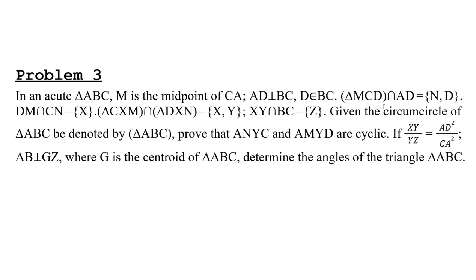And now, as given here, the circumcircle of any triangle ABC is denoted by curly brackets ABC, or parentheses ABC. So here we have parentheses MCD, where the circumcircle of MCD intersects AD at N and D. D is obviously one common point, but we're saying that the second intersection point is N. So AD meets the circumcircle of MCD again at N.